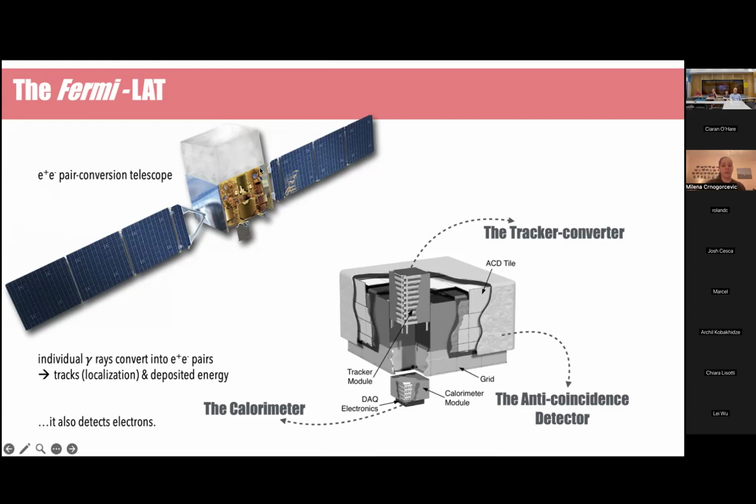Fermi, as I mentioned before, has two instruments on board. There's the Fermi-LAT, which is a large area telescope placed somewhere in this white box. The second instrument on board, which I want to talk about, is GBM, or Gamma Ray Burst Monitor, which primarily focuses on the transient sky. The Fermi-LAT is a pair conversion telescope that receives individual gamma rays that convert into positron-electron pairs whose tracks are then detected and localized, and their deposited energy is measured so well that we can track back the source of the original gamma ray.